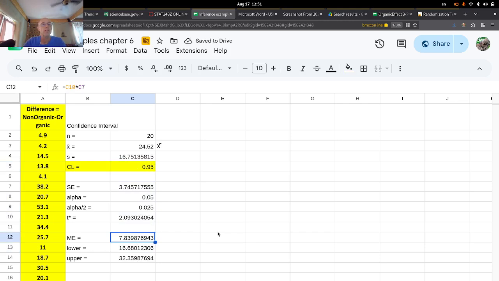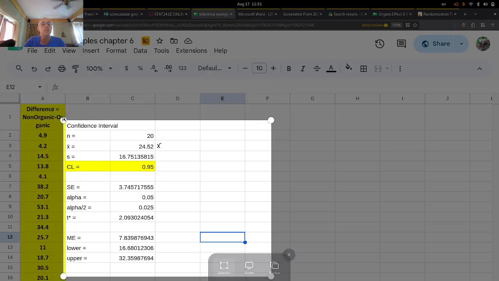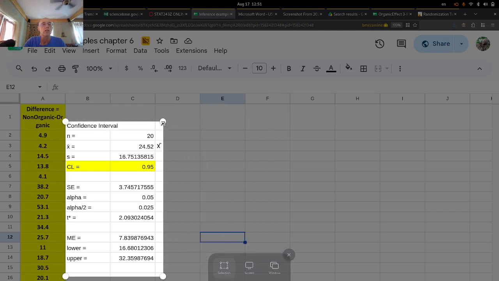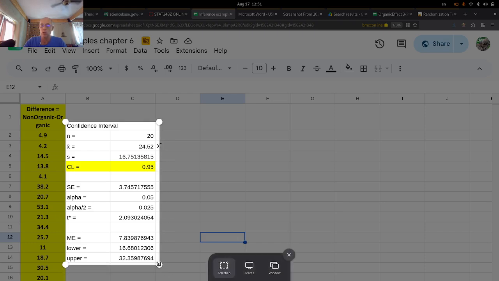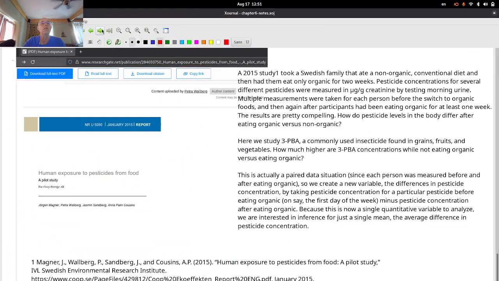So I'm going to copy this over into my, what do I need? I need, I guess, most of this. Screenshot. So I'm going to draw out what my confidence interval is. That will do. And stick it in my notebook here.